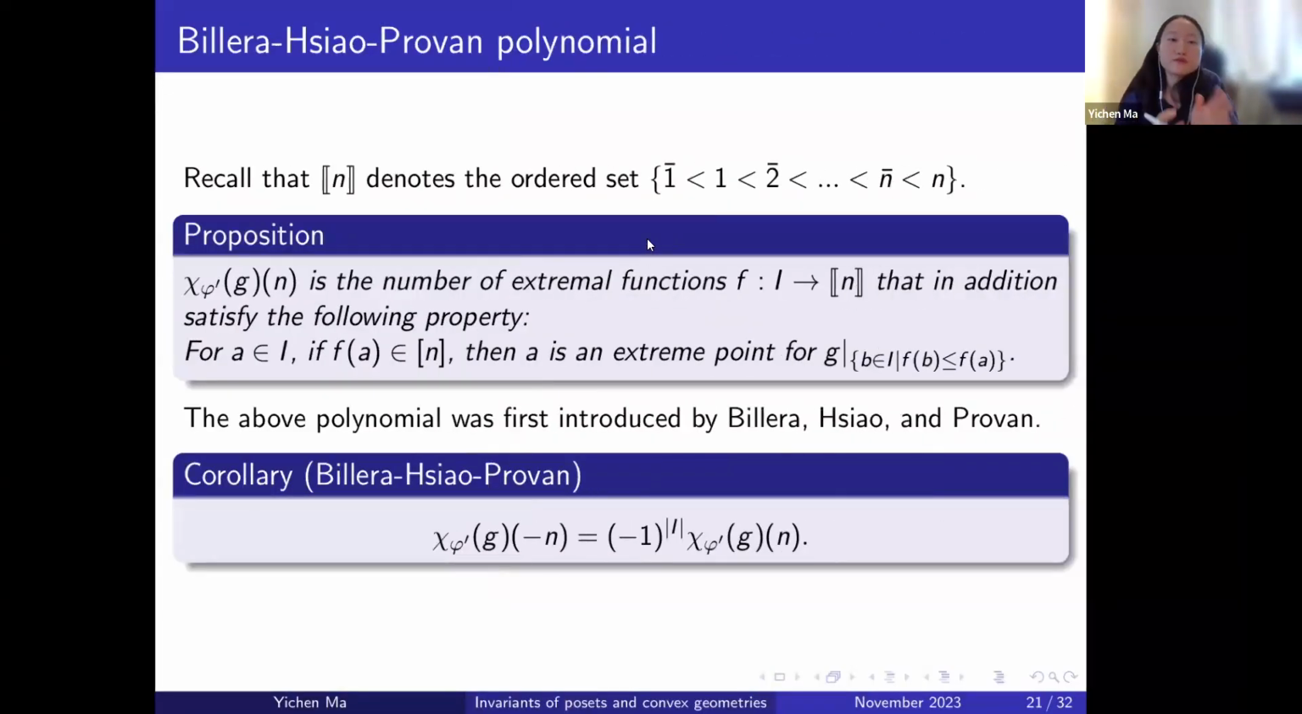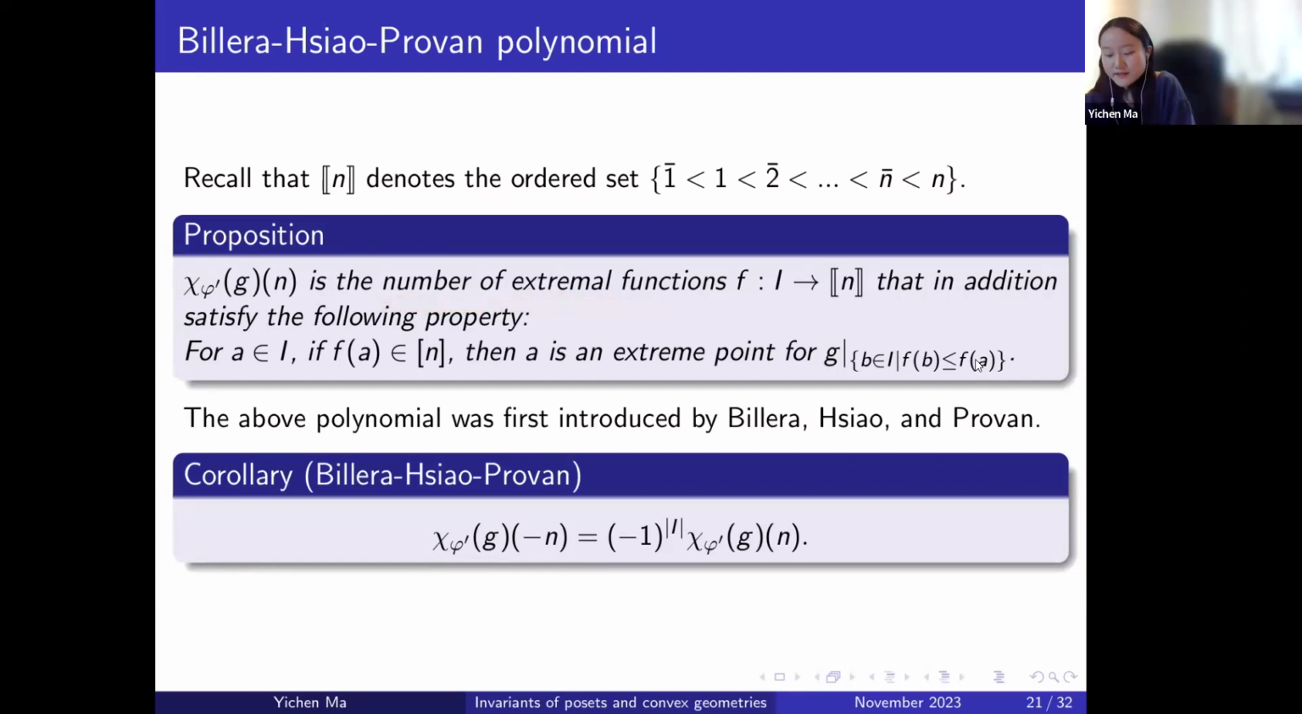Okay, so for phi, we also have some nice description of functions, but since this does not correspond to any well-known literature right now, I won't go over it in detail. But for phi prime, we have some nice description from the existing literature. So recall that the double bracket n denotes the ordered set, and then the invariant associated to phi prime counts a certain number of extremal functions.